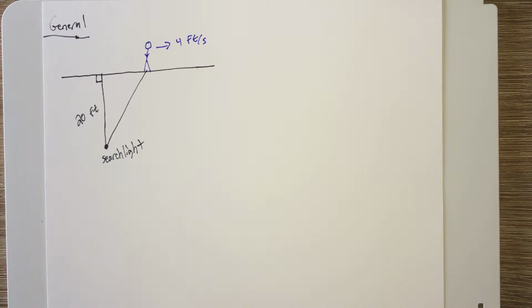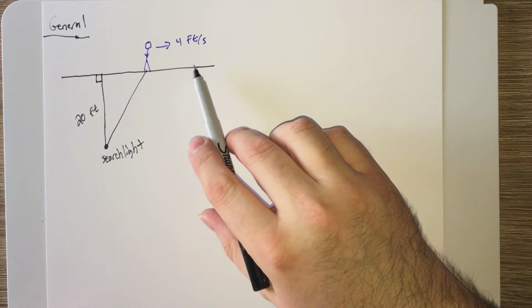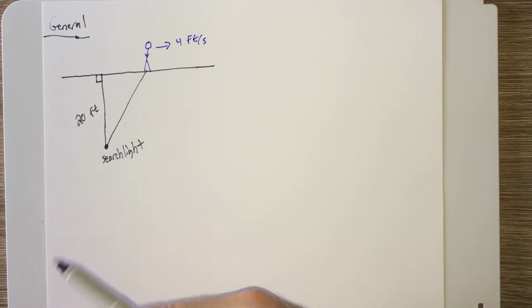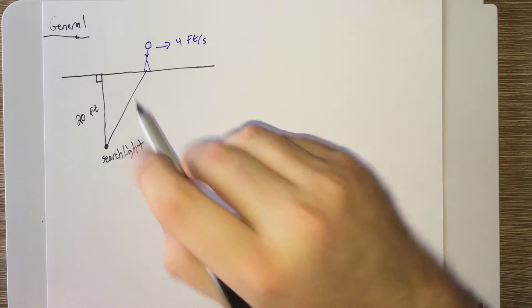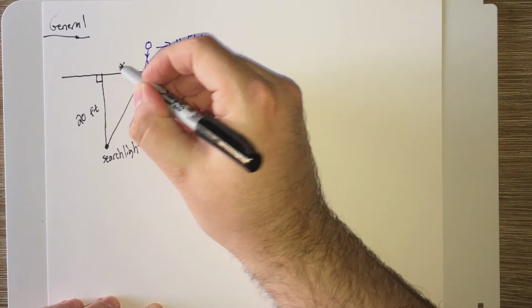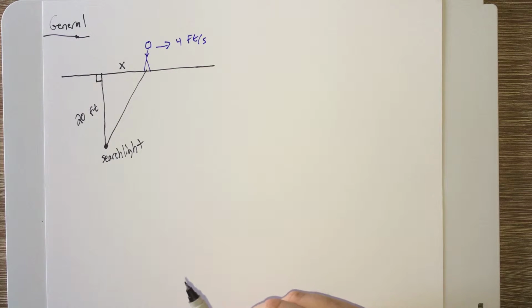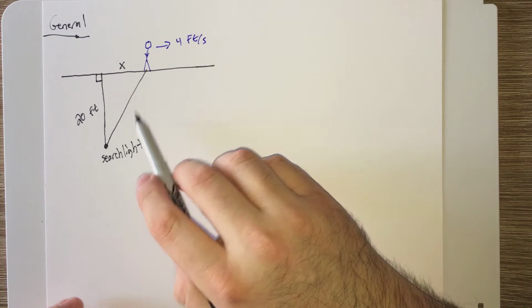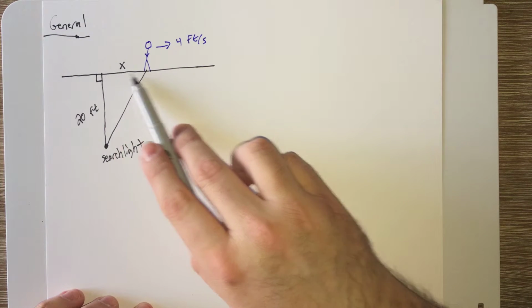Now, what other things do we need to label? Well, they tell you the man's speed is 4 feet per second. Remember, the derivative of position is speed or velocity. So I need to label the man's position. I'm going to label the distance from here to here, and call that x. Now I know later on in the problem they say the man is 15 feet or something from this point, but right now this distance is changing.